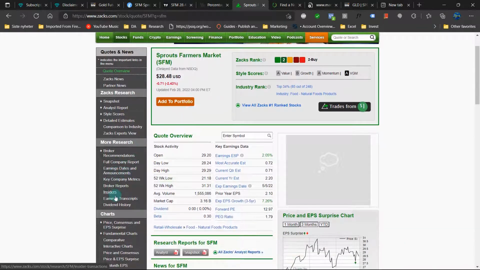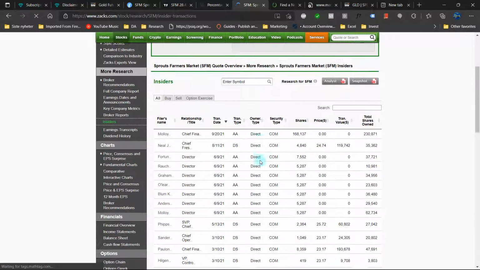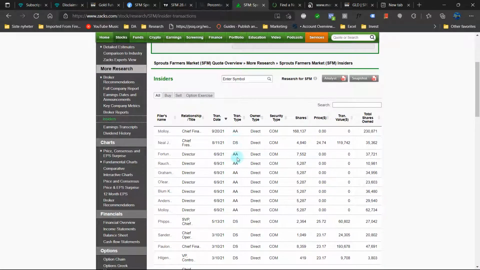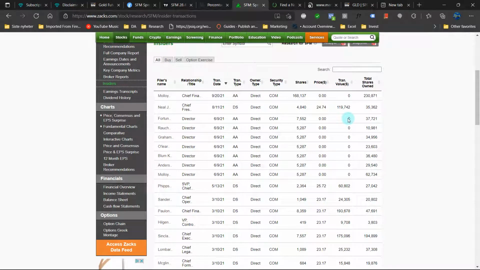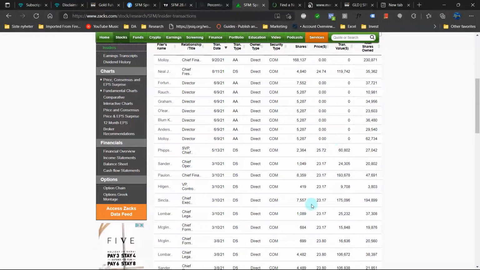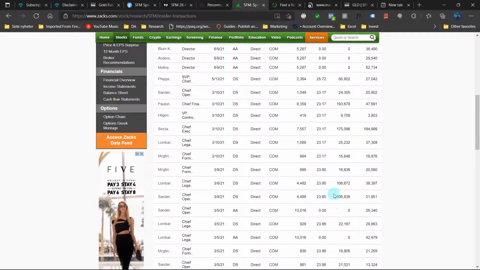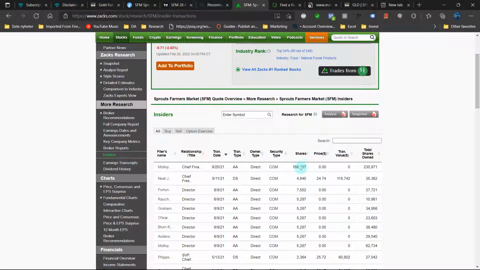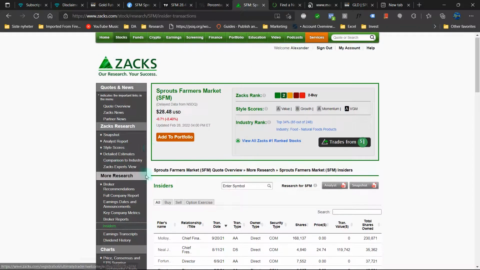When we go here to the insiders, we do see that we have buy, sell, buy, buy, buy, buy, buy, buy, buy, sell, sell, sell. We don't have a transaction value here on the buys. We only have it here on the sells. But we do have the number of shares here in terms of the accumulation. Okay. Anyway, I think that this looks frankly bullish.